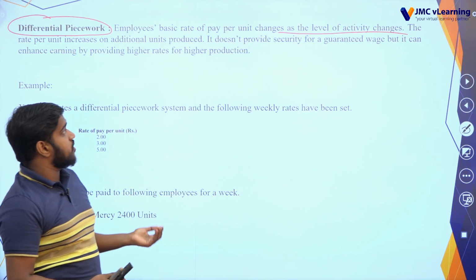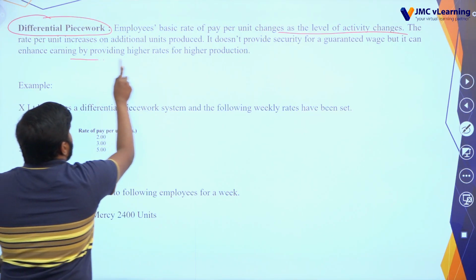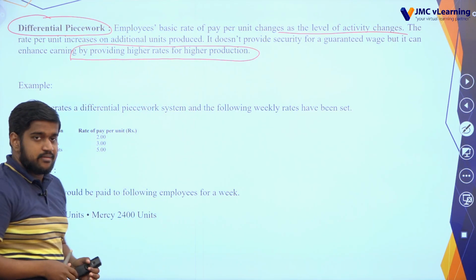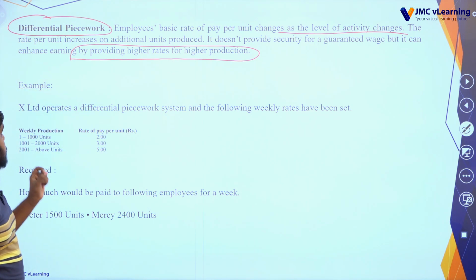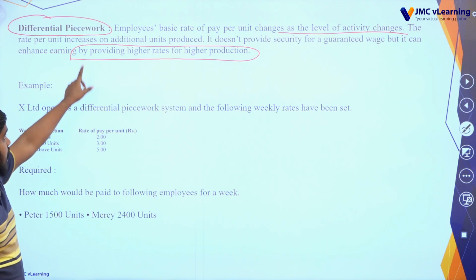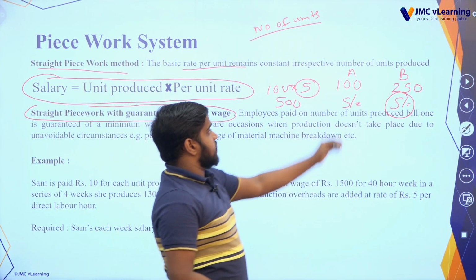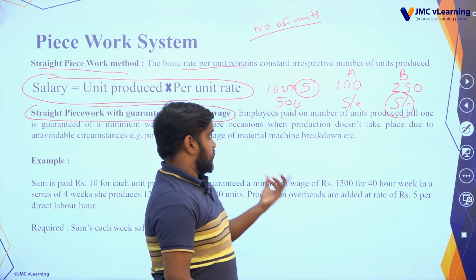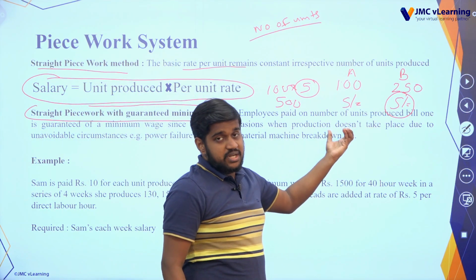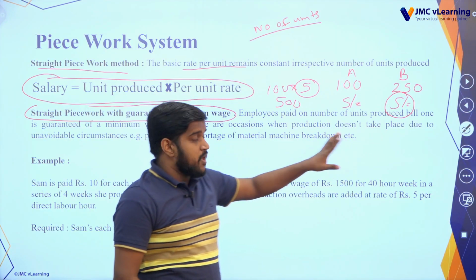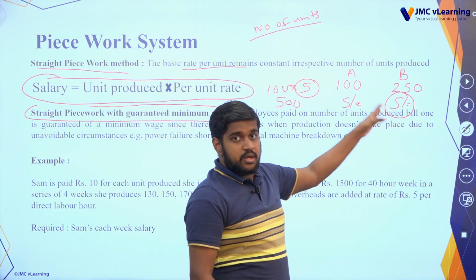It doesn't provide security for a guaranteed wage, but it can enhance earnings by providing a higher rate for higher production. The most important thing is, when we calculate employee salary based on the differential piecework method, it provides higher rates for higher production. In this situation, A produces 100 and B produces 250. If the organization uses the straight piecework method, then the per unit rate is 5 for both A and B, but A produces only 100 units, while B produces 250 units.